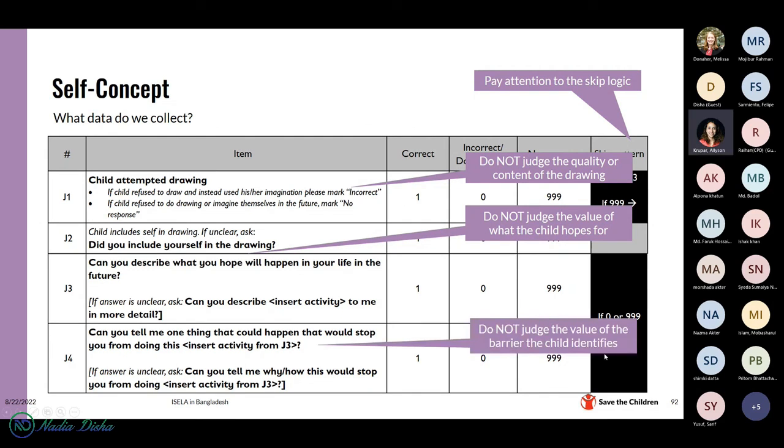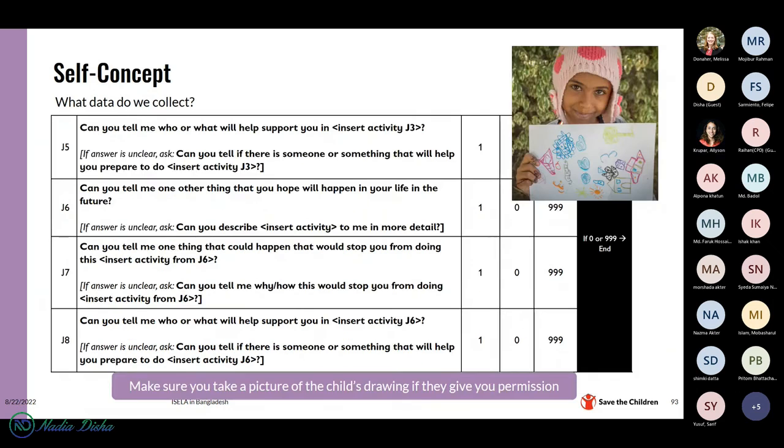And then also, we're not going to value the barrier that the child identifies. We're not judging it. We're just identifying whether or not it's a realistic barrier. And then we ask them something that would support them in achieving this, becoming a famous singer or becoming a famous criminal. What would help you do that? And then we ask them if they can think of another potential future for themselves.